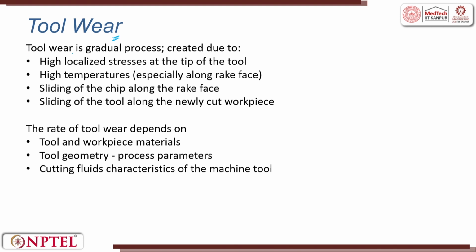So, tool wear is a gradual phenomenon. Tool break can happen, tool wear can happen. Wear is a continuous phenomenon. Tool wear is a gradual process created due to high localized stresses at the tip of the tool. Here there are very high temperatures, the sliding of the chip along the rake face produces friction, sliding of the tool along the newly cut workpiece is also there.